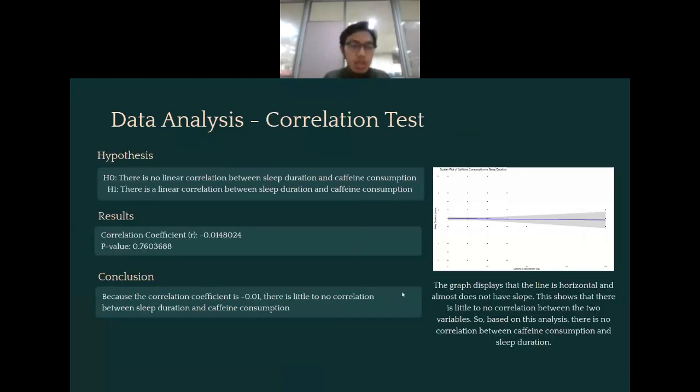After that, we do the correlation test. The null hypothesis is that there is no linear correlation between sleep duration and caffeine consumption, and the alternative is that there is a linear correlation. As we see in the graph, it's a straight horizontal line. We see that r is minus 0.014, which is very near to 0, which means there is almost no correlation between sleep duration and caffeine consumption. The conclusion is that because the correlation coefficient is minus 0.01, there is little to no correlation between sleep duration and caffeine consumption.